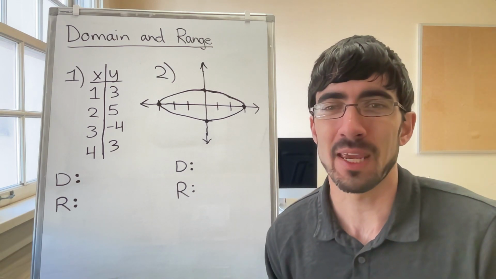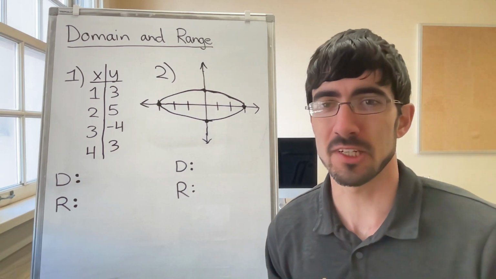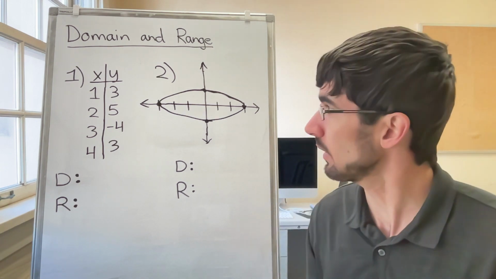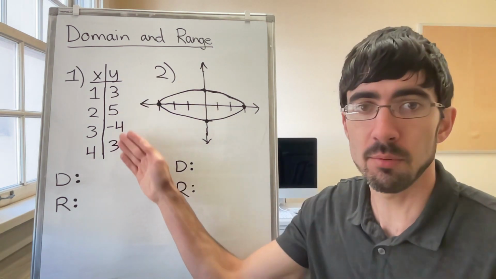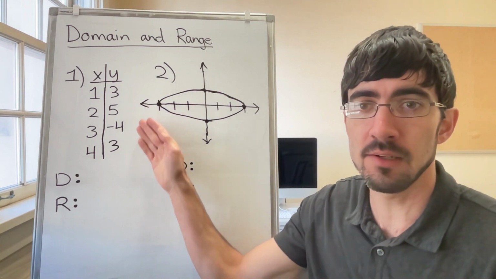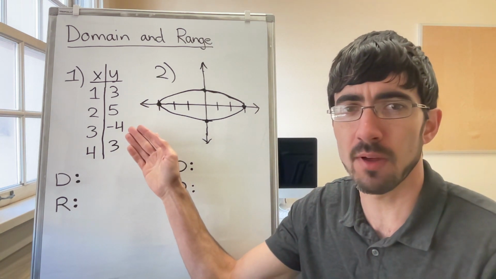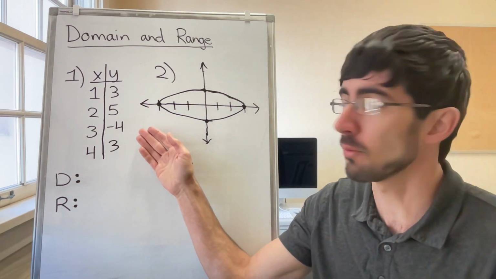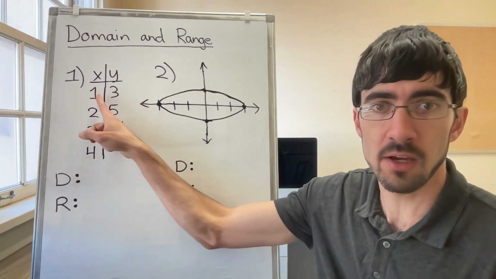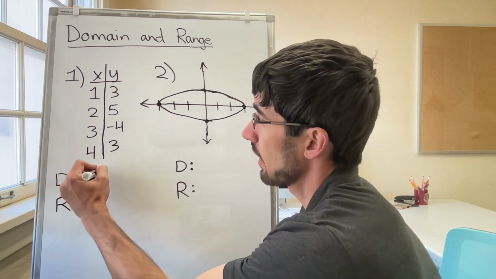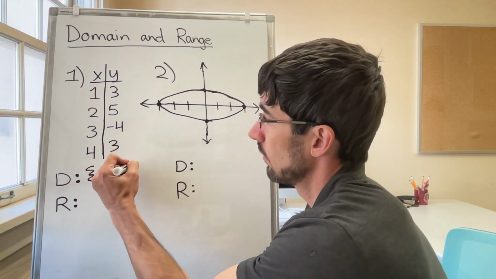Let's consider the domain and range of different relations and functions that we'll encounter throughout algebra. First, looking at a table of values, it's very easy to give the domain and range from a set of points or a table of values because it's all listed for you, right? The domain is the x values 1, 2, 3, and 4. So I can just list those as a set for the domain.